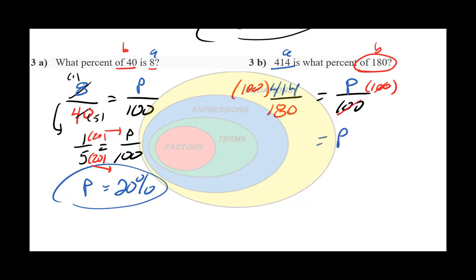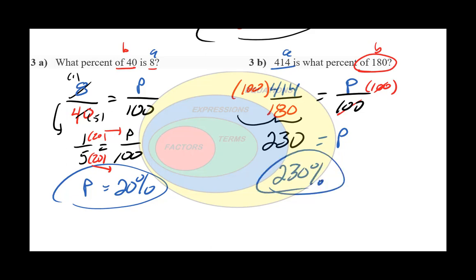And when I calculate 100 times 414 over 180, this comes out to be 230. So that's the P, so therefore it'd be 230%. And that makes sense because 414 is much bigger than 180, so I should be getting more than 100%.